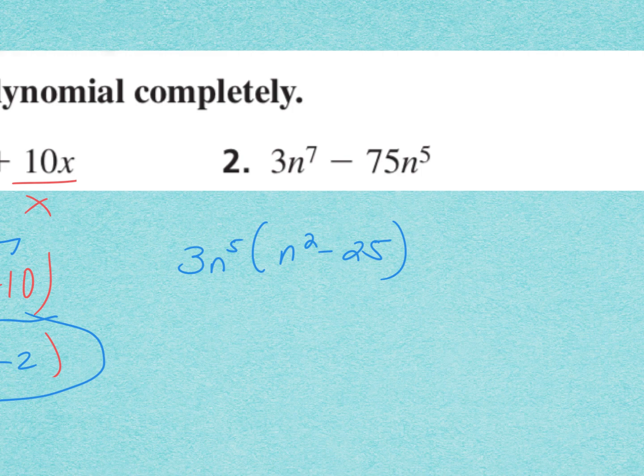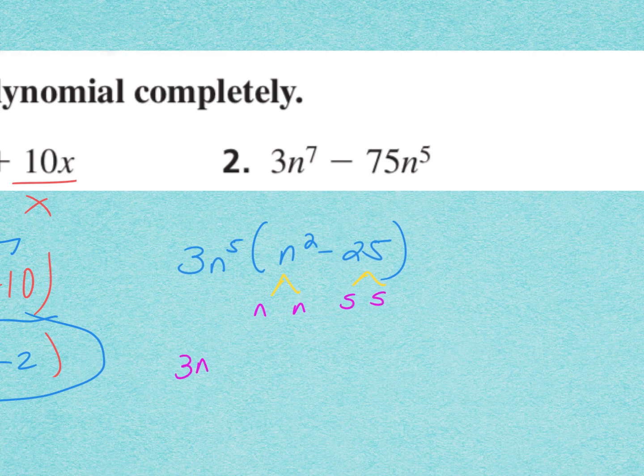So am I left here with a trinomial that I can break down into 2 binomials? No. So is there anything else I can do here? Is this the difference of perfect squares? All right, what times what will give me n squared? N and n. What times what's going to give me 25? 5 and 5. Is there a minus sign in between these two?